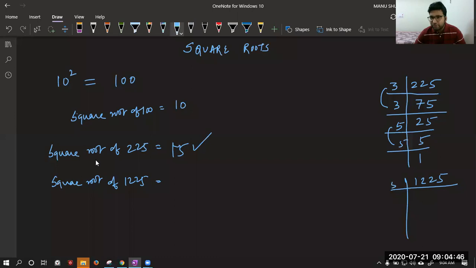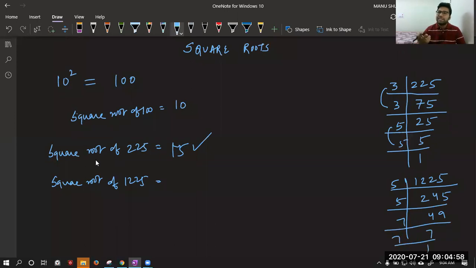Let's start with 5. 5 2s are 10. Then 2 came, 20. 5 4s are, 5 9s are. 7 7s are, 7 1s are. So the answer is very simple. 5 7s are 35. So always you can check for the minimum easy value and the maximum easy value, and then you can guess the value in between. It is very easy. Now let's see some properties.